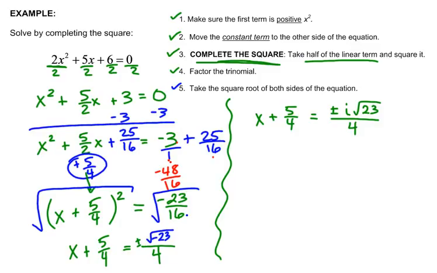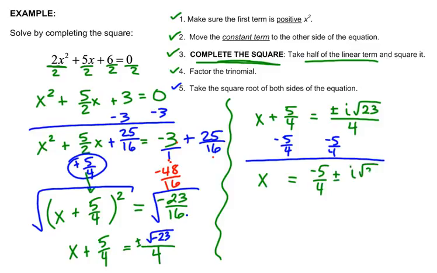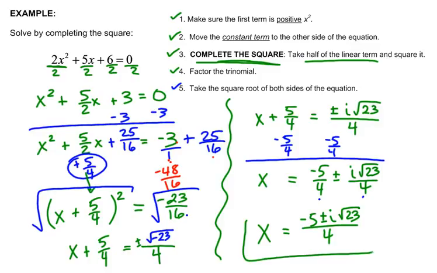Okay, so to solve this, now we're going to subtract 5/4 from both sides to get x by itself. So we're left with x on the left side, and we have -5/4 plus and minus i square root of 23 over 4. Now, if we really wanted to write this out properly, since these both have a common denominator, we can combine them into one fraction. The top we would just write as -5 plus or minus i square root of 23, and then put a common denominator of 4 on the bottom, and there is our answer.